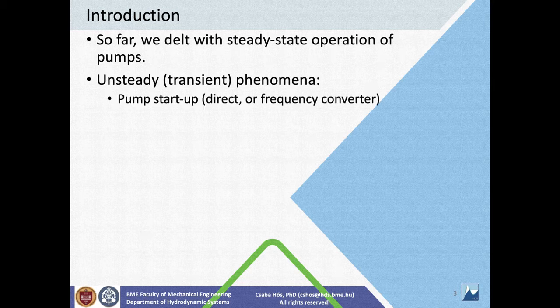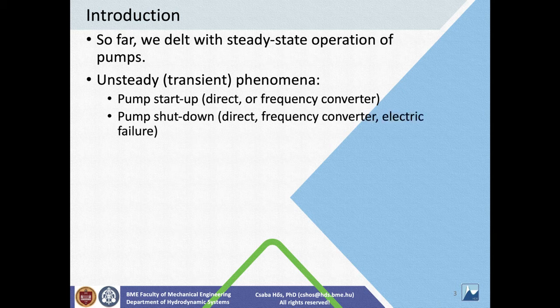When can this happen? For example, when you start a pump. Either directly, just switching a button and then the electric motor is up and running and driving your pump, or by a frequency converter, which you can program, for example, to start the pump within 20 seconds, 30 seconds, 7 seconds. That's a startup process, meaning that the flow rate, and hence the flow velocity in the pipe, is changing.